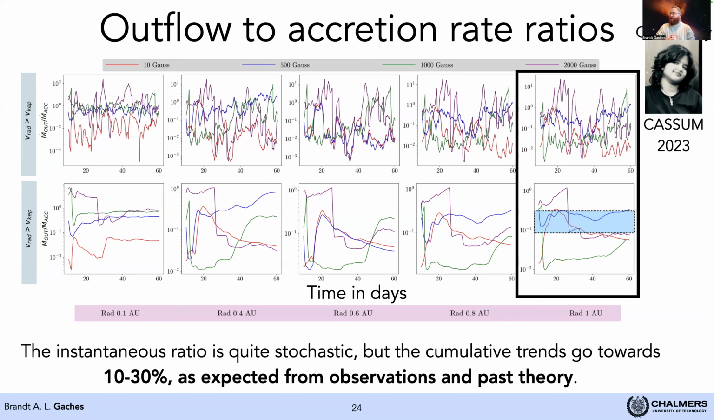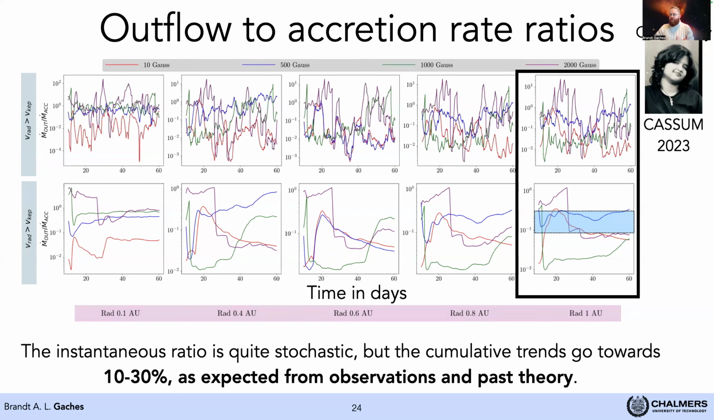So this is one of the projects that was started in 2023, looking at the outflows instead. So I've shown here the ratio of the outflow over the accretion for the different magnetic field lines shown in the colors, and different radii cuts through the disk. And really what I want to call attention to is the bottom line. This is the cumulative ratios. So there's a lot less variability, but basically you're adding up the total amount of mass that's been in the outflow and gained by the protostar and dividing them.